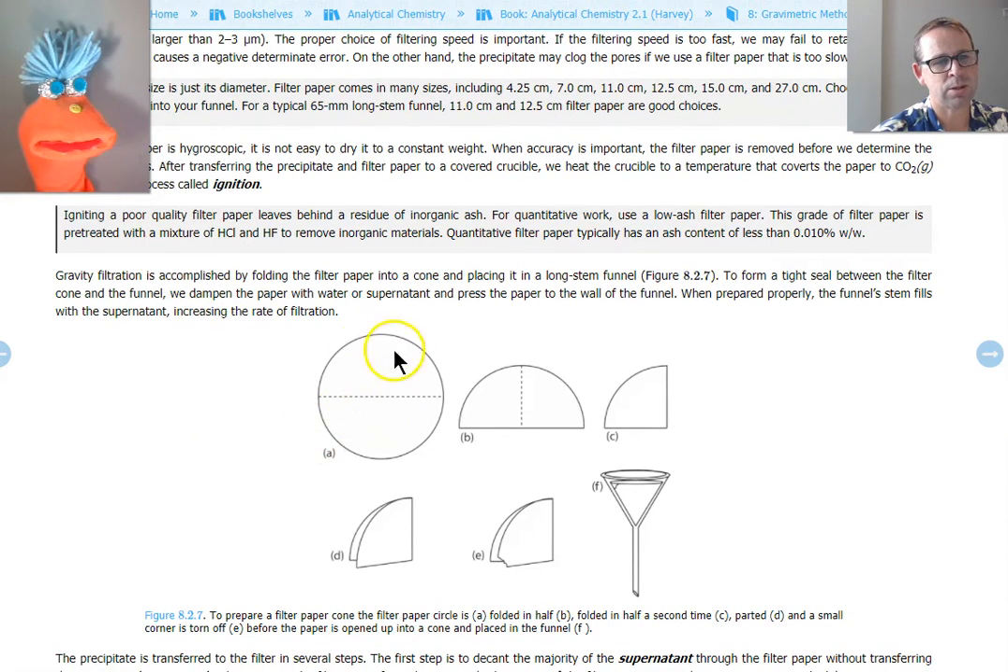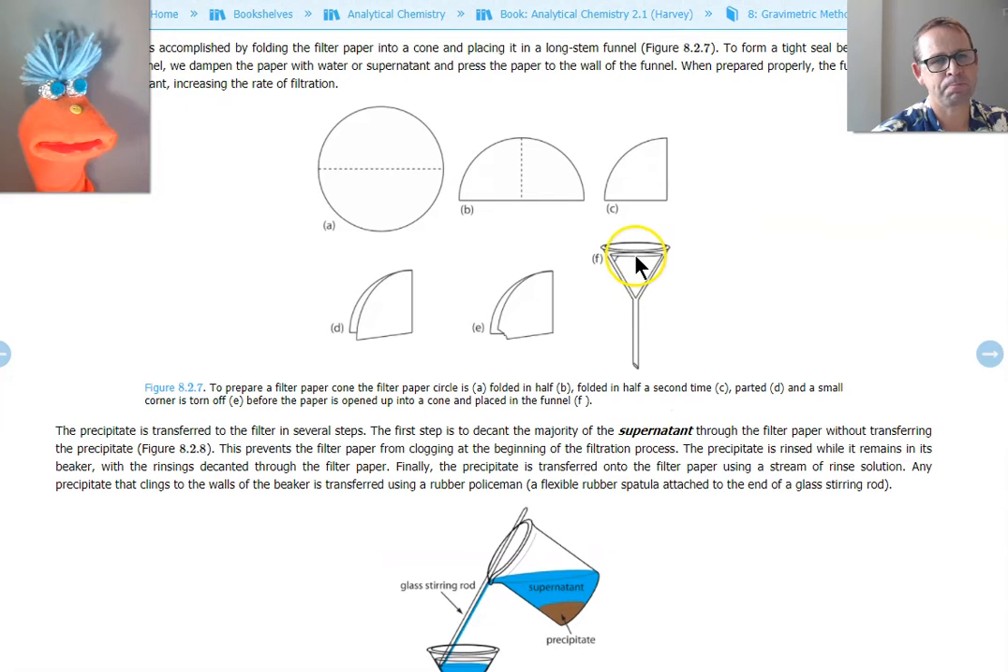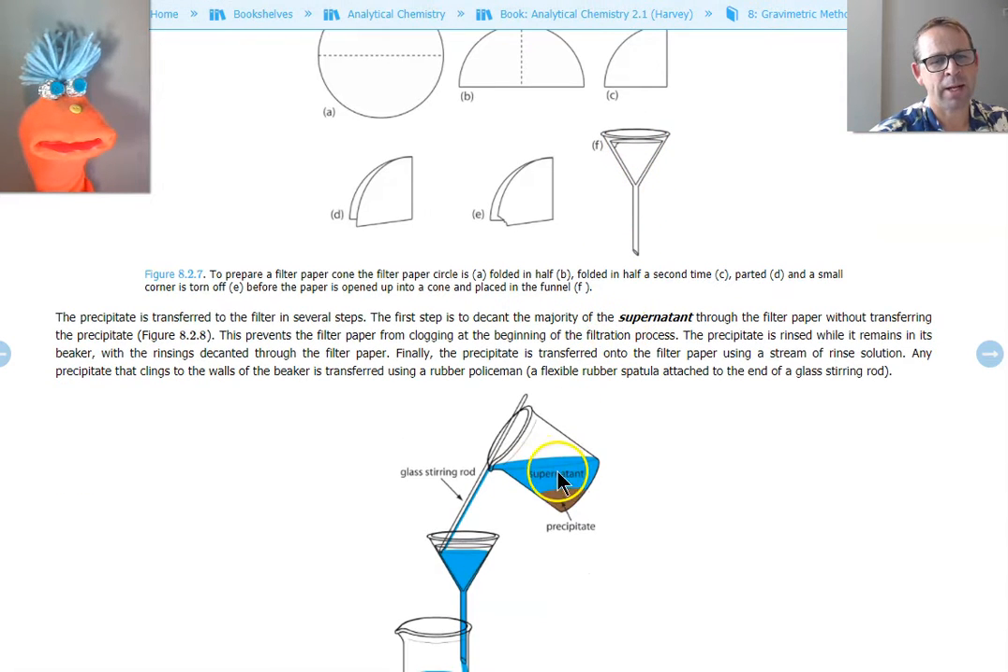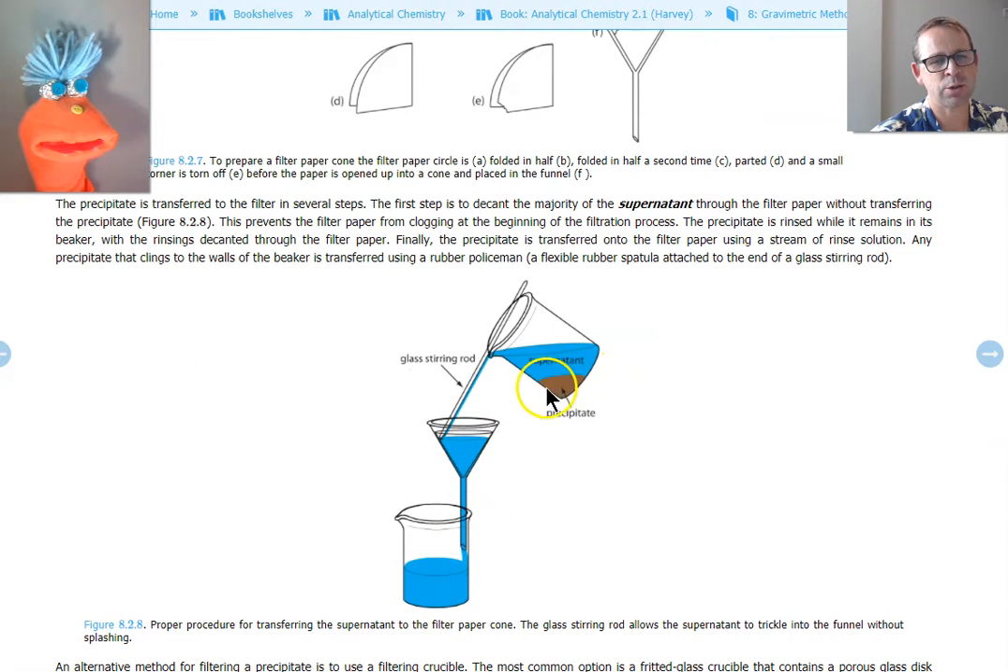All right, so look at this here. This is our round filter paper. We fold it up into quarters like this, and then from this we can make a little cone shape that will fit into our funnel. When we're adding our supernatant to the funnel to get extra precipitant, we can use a glass stir rod like so. This will prevent spillage coming down the side here.